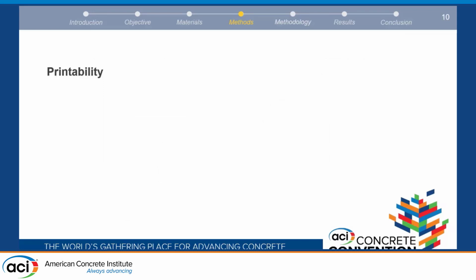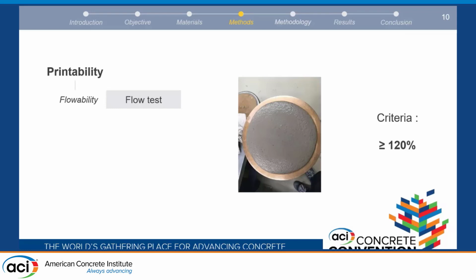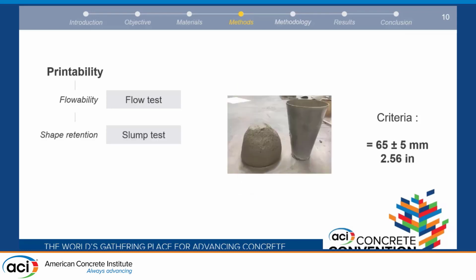For the printability, we have a range of rheological tests that cover the 3D printing time frame. So first, we have the flowability, which is characterized by the flow table test at 2 minutes, and we set the threshold at 120% flow. For the shape retention, we use a miniature version of the slump test with the Abrams cone, and we use the slump test at 8 minutes after rinsing, and the criterion is set at approximately 65 millimeters slump.